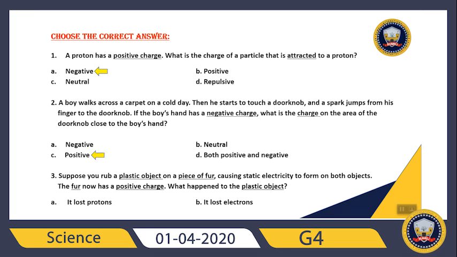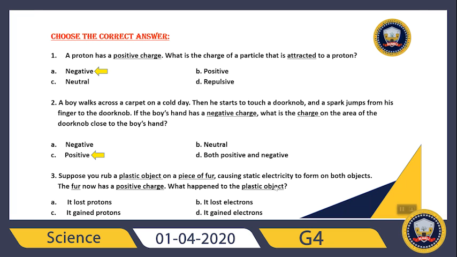Did it lose protons or did it lose electrons? So, back again. If the object has a positive charge, it means it loses electrons, as we have said before. That's why it has an extra positive charge. So what about the other one? The other one will be negative.